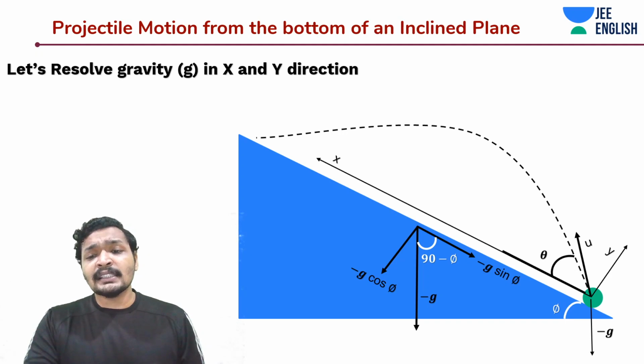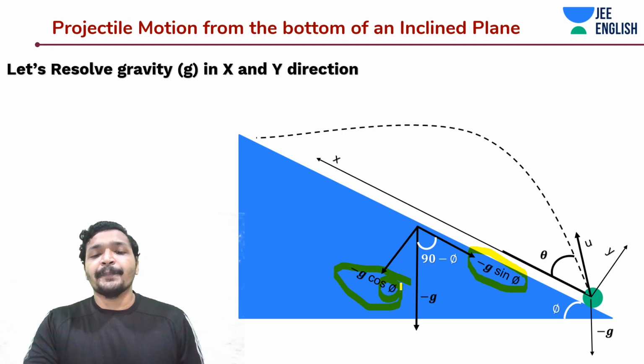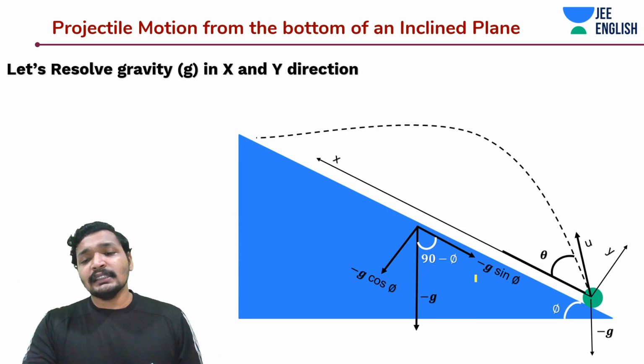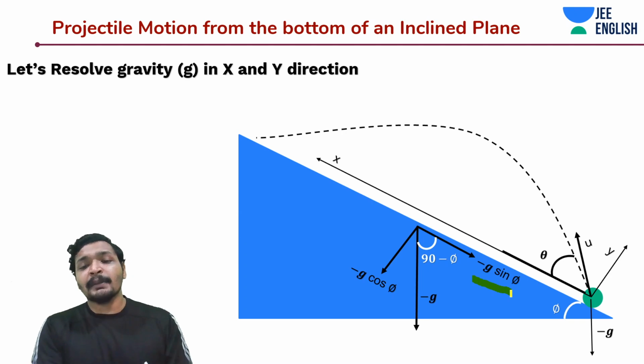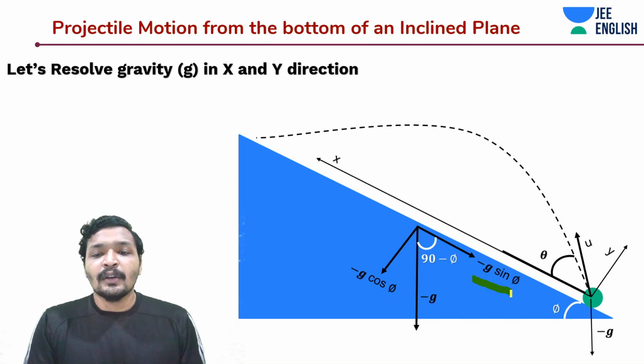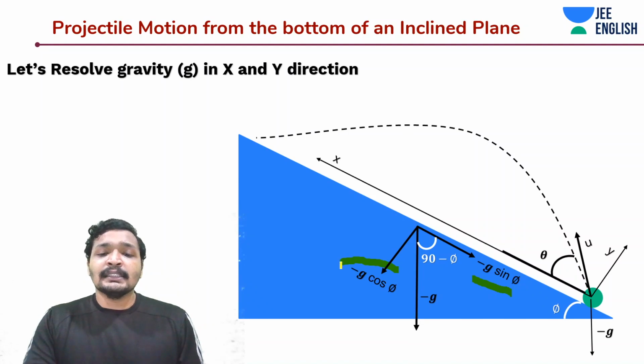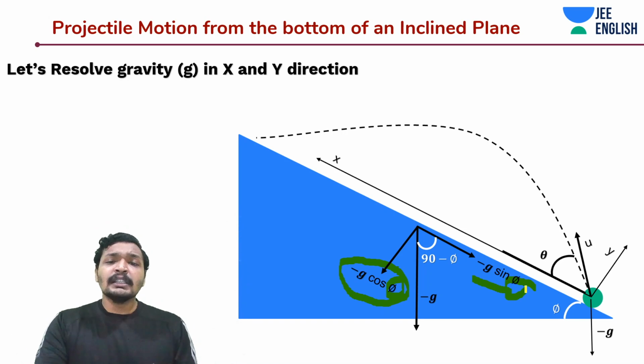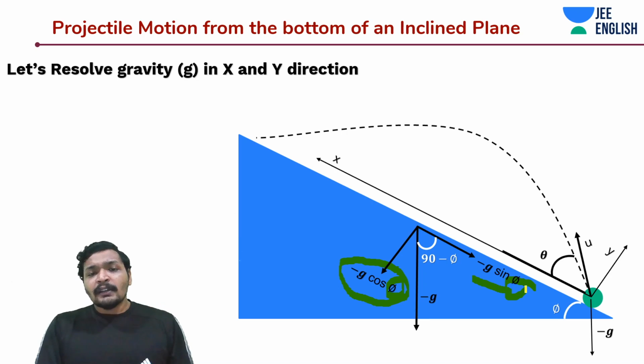How did I get this minus g sin phi? Sorry guys, it is phi. So it is g sin phi and minus g cos phi. Along the x-axis, it is in the negative direction of the x-axis when you are projecting it from the bottom of the inclined plane, up the inclined plane. It is minus g sin phi. And in the y-axis, it is the minus y-axis direction, which is minus g cos phi, where phi is the inclination of the inclined plane.